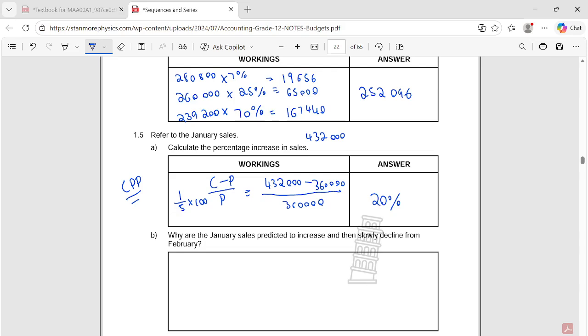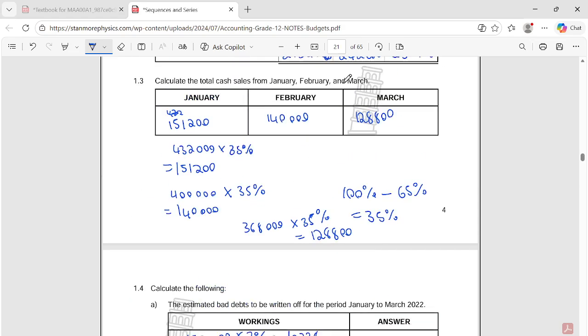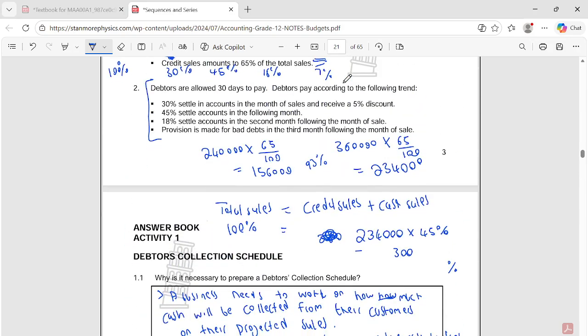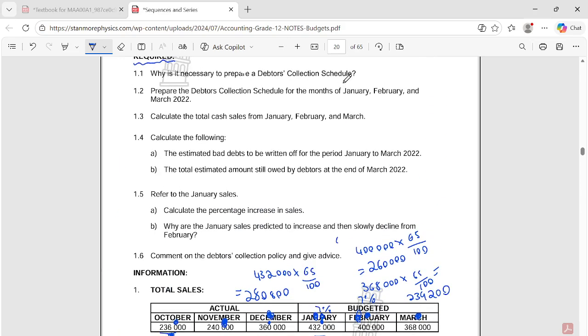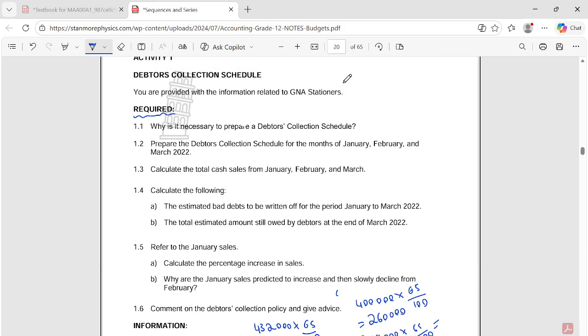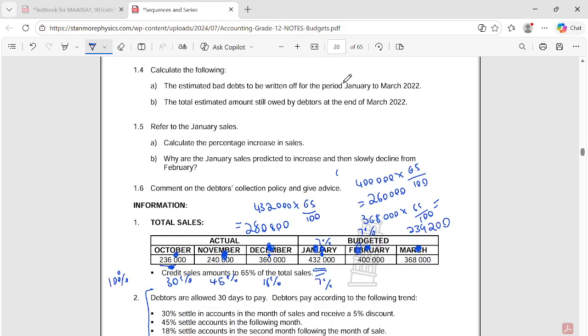So in this case, they are saying, why are the January sales predicted to increase then slowly decline from February? We need to know what happened. Now let's go to maybe a scenario here so that we can see what our business deals with, right? We already know that our company deals with selling stationery, right? So our company is known for selling stationery, and then they're asking us, why are the January sales predicted to increase and then slowly decline from February?